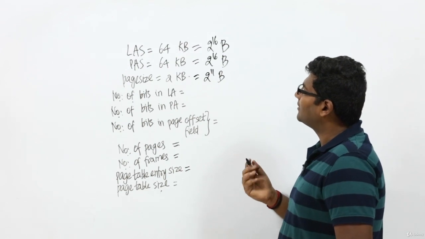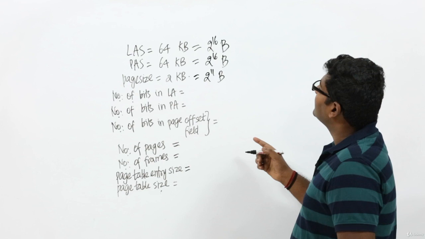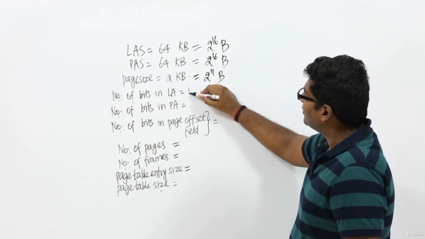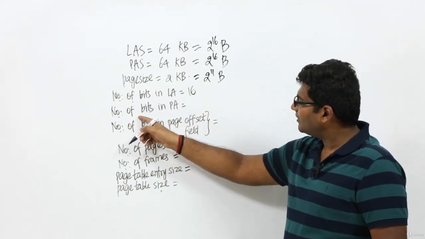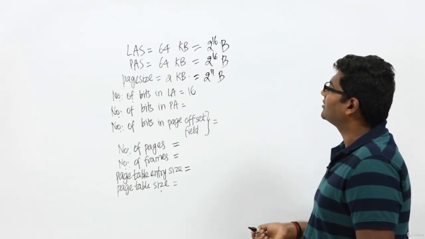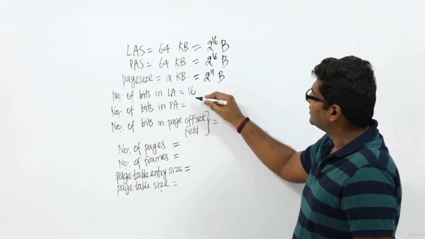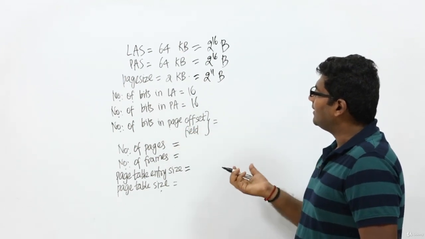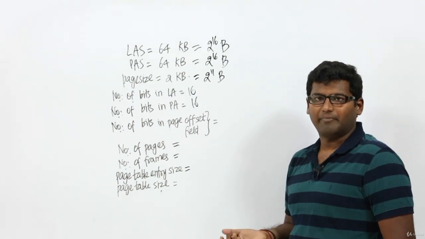Now, what is the number of bits in logical address? That really depends on what is the total size of the process, right? In case the size of the process is 2 power 16 bytes, then we need 16 bits in logical address. When it comes to the number of bits in physical address, it depends on the physical address space. In case the physical address space is 2 power 16 bytes, then the number of bits in physical address is nothing but 16 bits. Now, number of bits in page offset field. This really depends on the size of a single page or single frame, right?